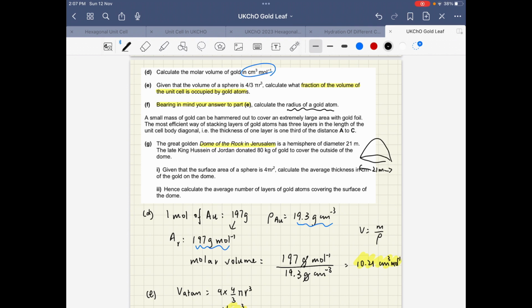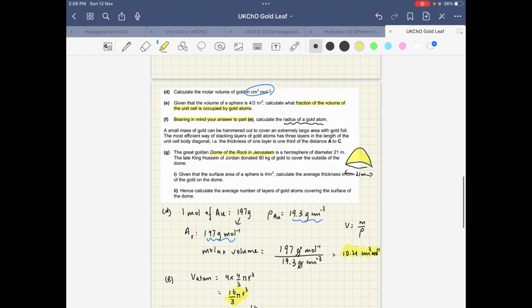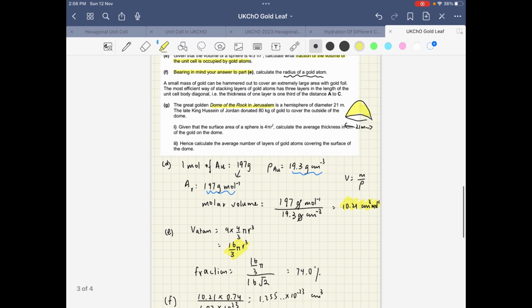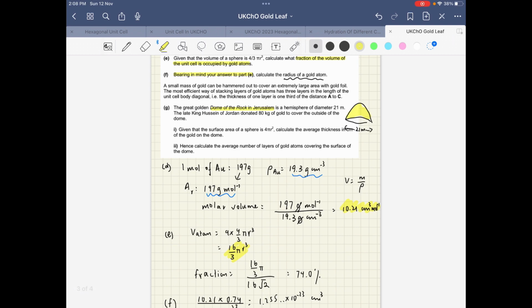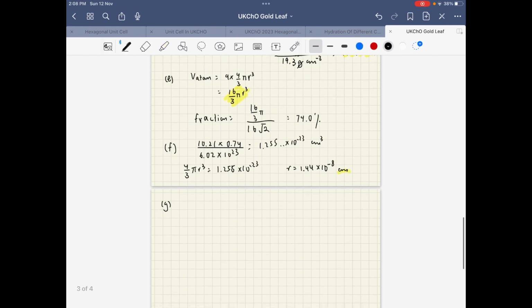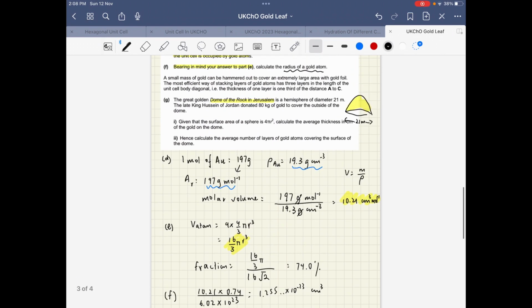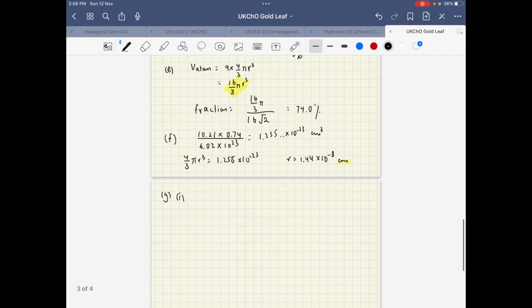And then the king of Jordan donated 80 kg of gold to cover the outside of the dome, which means that he will pave the surface area of this dome using gold. So I used yellow highlighting to show the gold here. And then in G(i), I want to calculate the average thickness in centimeter of the gold on the dome.